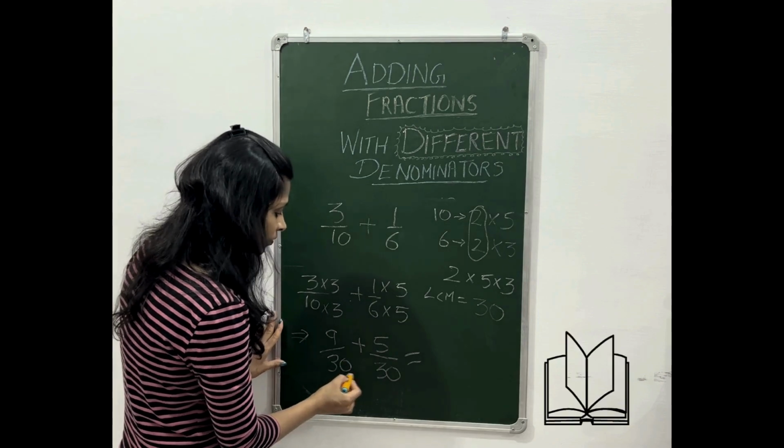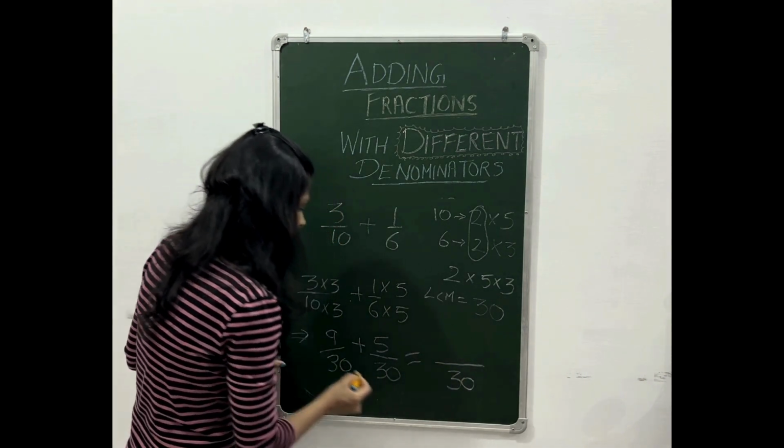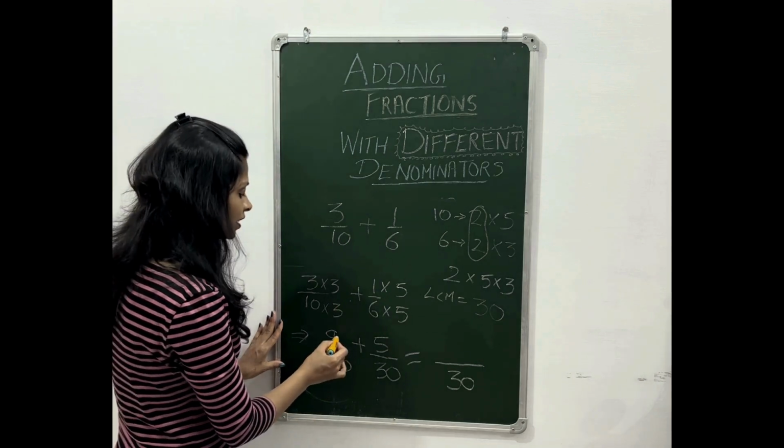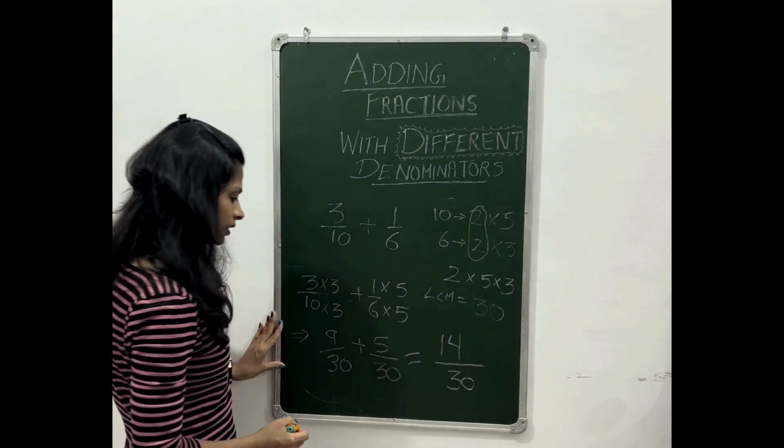And what do I do? The denominator remains the same, which is 30. And the numerator would be 9 plus 5, which will be 14 over 30.